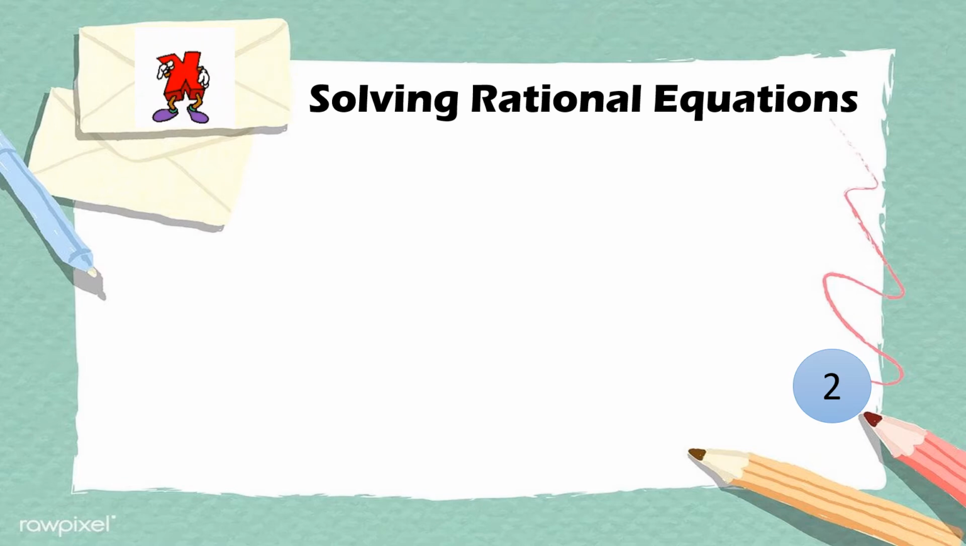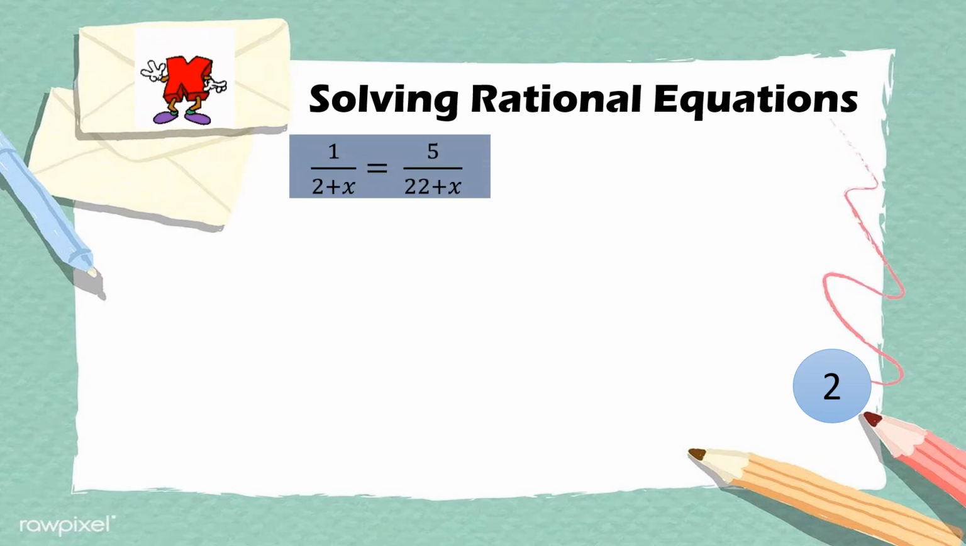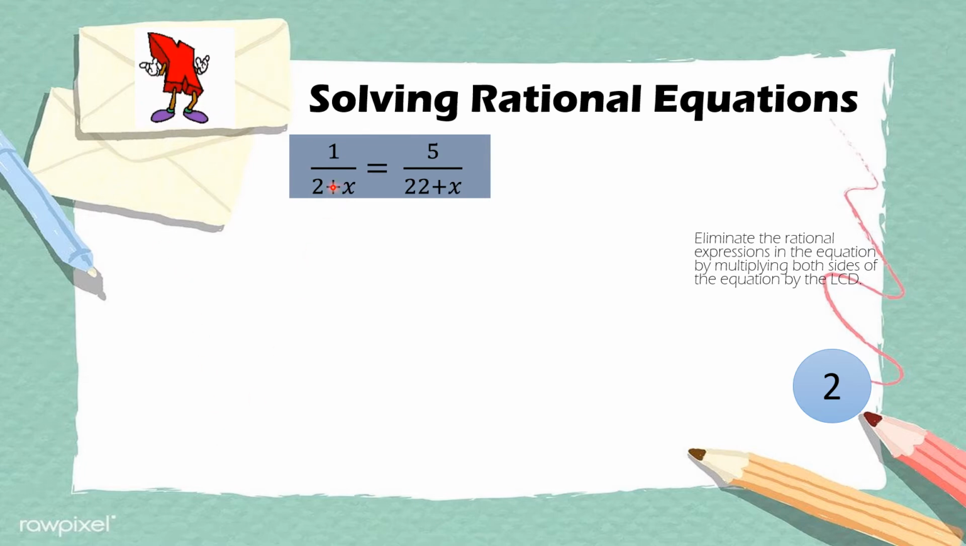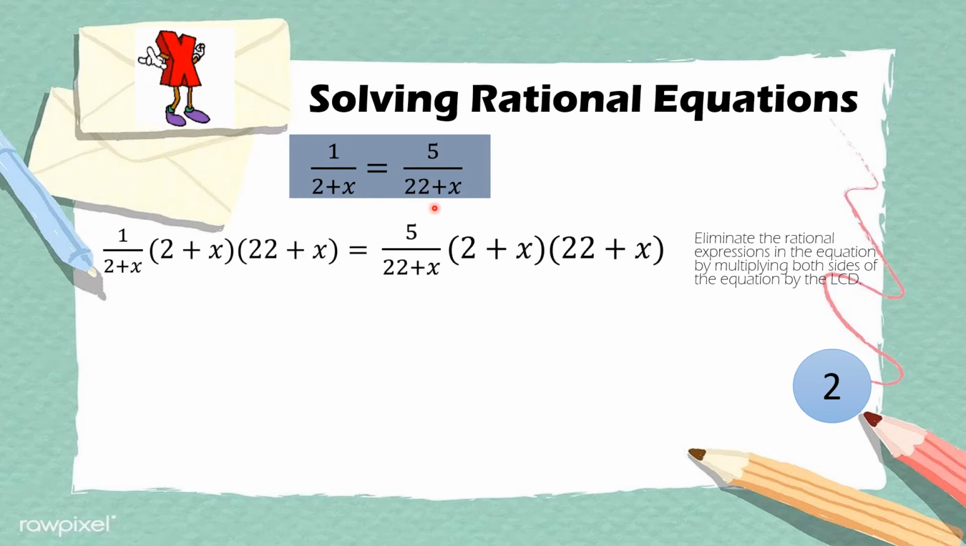For the second example, 1 over 2 plus x equals 5 over 22 plus x. Following the first step, find the LCD. And as I have said, to find the LCD, simply multiply numbers in the denominator. So here you have 2 plus x and 22 plus x. Multiplying the LCD by each rational expression, 1 over 2 plus x multiplied by this LCD equals 5 over 22 plus x multiplied by this LCD.